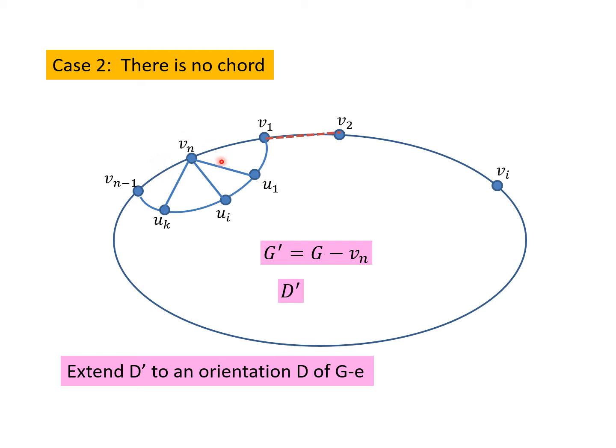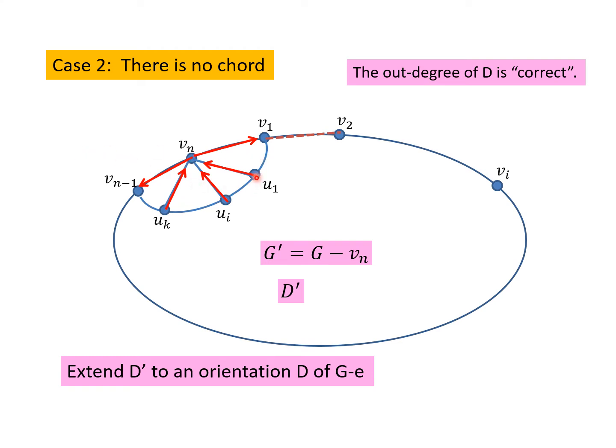The extension is like this. For these neighbors, the arcs point from U1 to Vn, U2 to Vn, and so on. And then these two arcs are out arcs of Vn. So this is the extension of D prime to D. For this D, the out-degree condition is correct. Right? This vertex has out-degree 2.